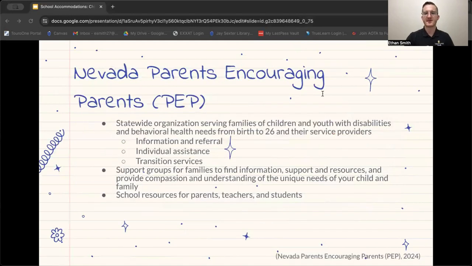Lastly, the Nevada Parents Encouraging Parents, or Nevada PEP program, is a statewide organization serving families of children and youth with disabilities and behavioral health needs from birth to 26 years and their service providers. They offer resources across three main categories: general information and referral to resources within the organization or to outside providers if needed, individual assistance for families requiring a higher level of support, and transition services to prepare young students for their future across areas such as higher education, life skills, disability rights, money management, and career planning.